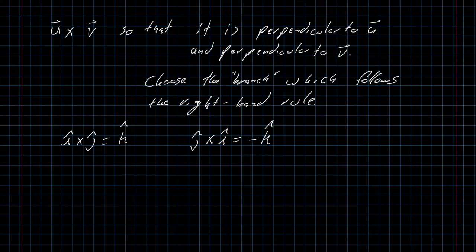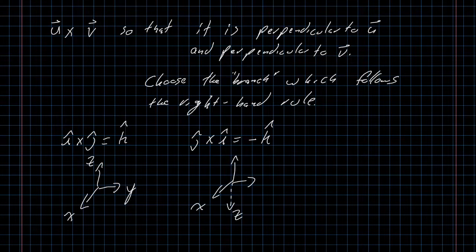Right? If you have x and y oriented like that, then z would be oriented upward. But if you did it the other way and you had x and y oriented like that, then z would be oriented downward and the negative z axis would be upward. And that's what we're describing right here.